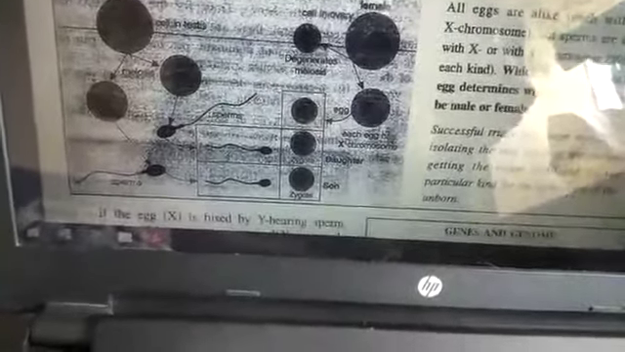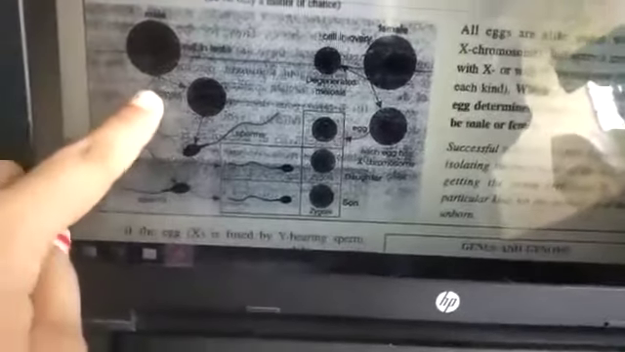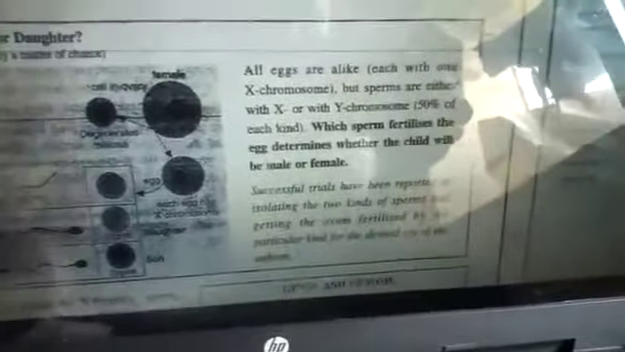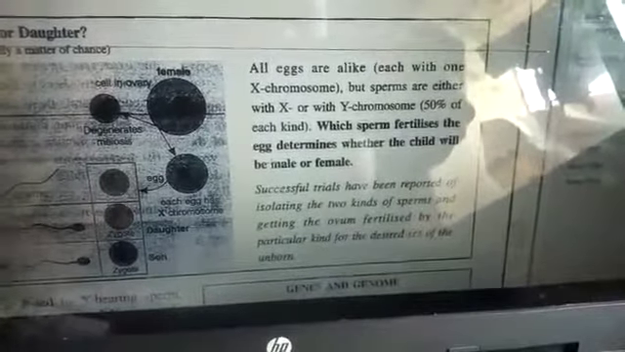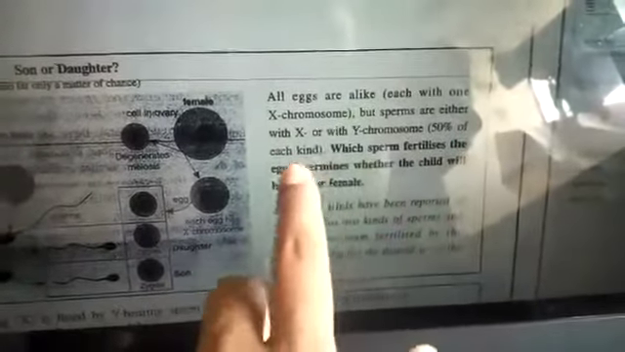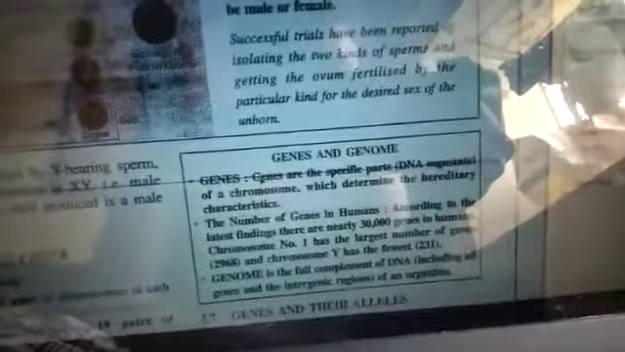The same content is written over here also. You can just go through it. The table shows the same thing. The zygote formation I have shown you in short. As I told you, the meiosis process takes place over here for the formation. All the eggs are alike with one X chromosome. As I told you, sperms contain 50% of each kind. Which sperm fertilizes the egg determines whether the child is male or female. Next, genes and genome.